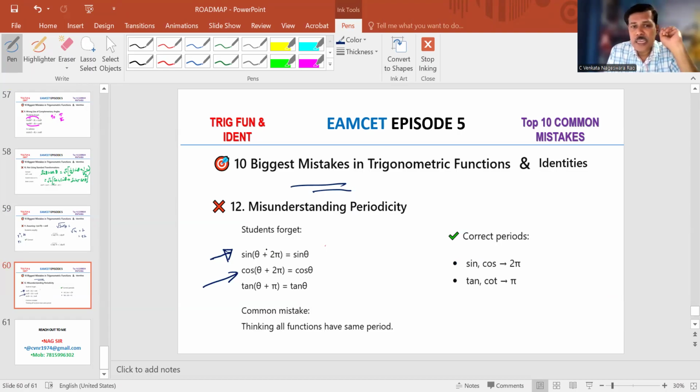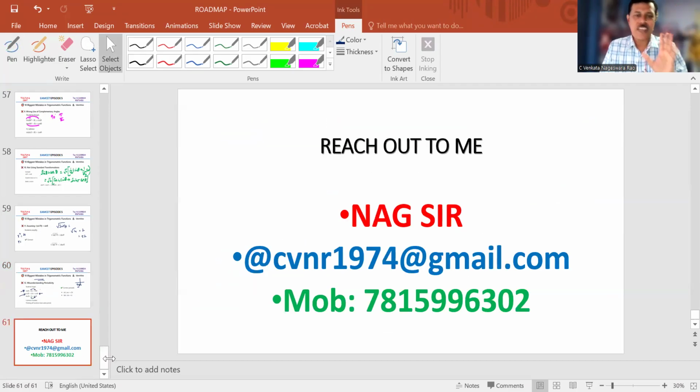But here again, if you write 2 pi, the sine will remain sine. If you write pi, that ratio will remain the same, but you have to check whether it is the first quadrant or second quadrant. Tan of pi plus theta: pi plus theta comes in the third quadrant, where only tan theta is positive. So tan of pi plus theta becomes tan theta. Okay, so these are the biggest mistakes. Though it looks very simple, they are very big mistakes.